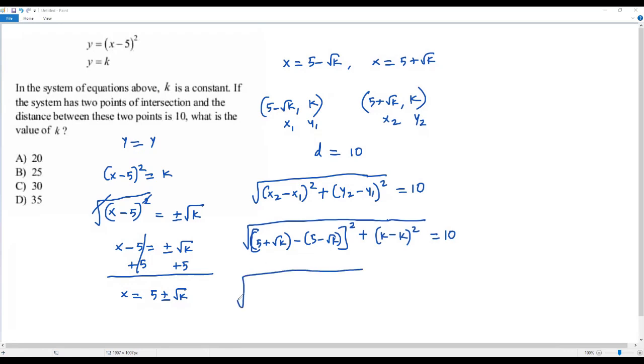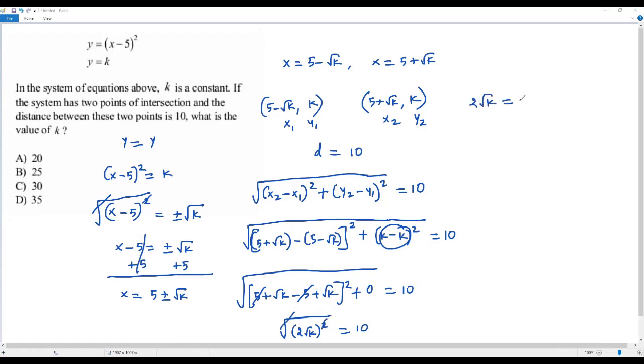Here we can remove the parentheses. We can distribute this negative sign to the 5 and the negative square root of k, then we get −5 plus square root of k, the whole square, plus k minus k is 0, 0 the whole square is 0, equals 10. Here positive 5 and negative 5 will cancel out. When I combine the positive square root of k and positive square root of k, I'm getting 2 times square root of k, the whole square equals 10. Here the square root and square can be cancelled. We get 2 times the square root of k equals 10.